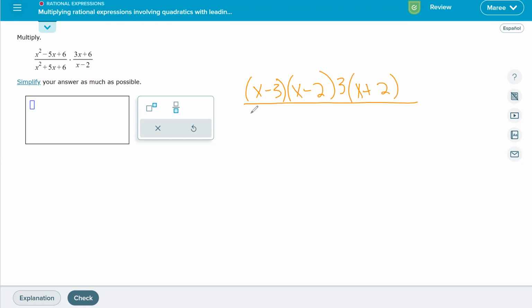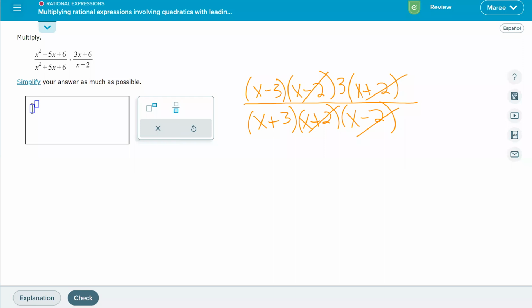In the denominator, when we factor that one where the 5 is positive, we're going to have x plus 3, x plus 2. And then we have an x minus 2 also in the denominator. So now we can cancel 1 x minus 2 and 1 x plus 2.